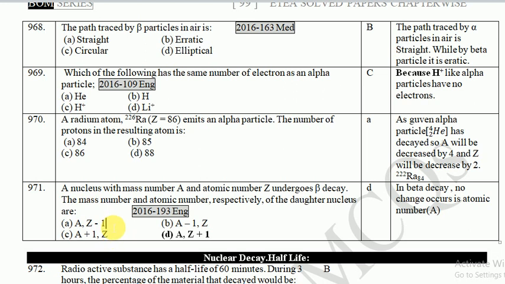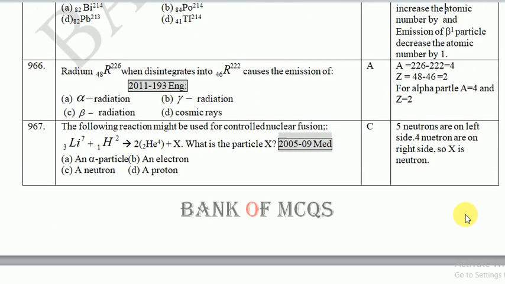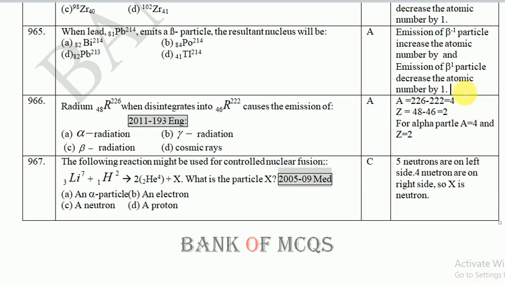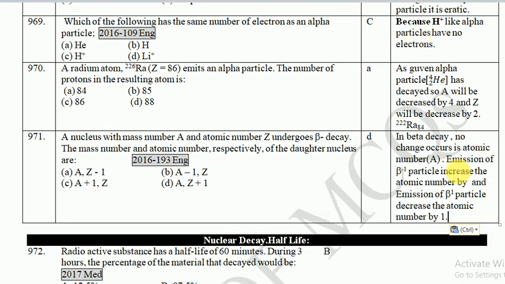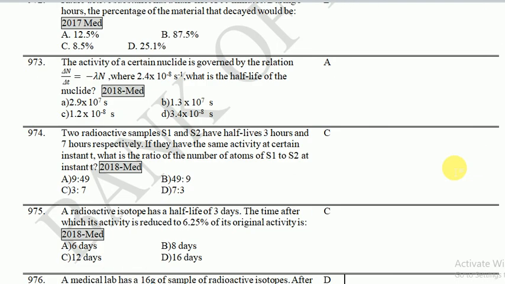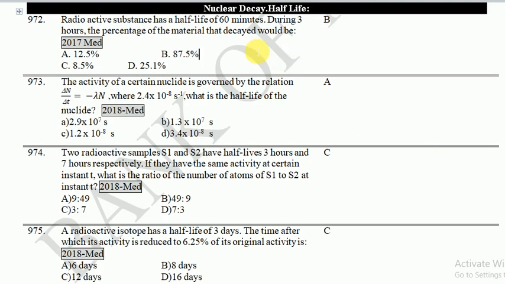Now the daughter nucleus: beta decay has two types, either beta negative or beta positive. If beta negative decays, then Z plus 1 is correct. So this is the same as the MCQ: in beta decay, emission of a beta negative causes an increase in atomic number. So this is the answer.